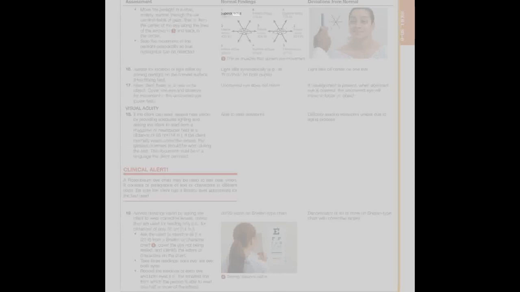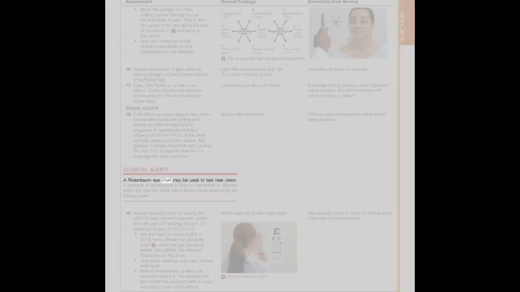1 superior rectus, CN3. 6 inferior oblique, CN3. 5 medial rectus, CN3. 2 lateral rectus, CN6. 3 inferior rectus, CN3. 4 superior oblique, CN4. The 6 muscles that govern eye movement. Testing distance vision. Clinical alert.